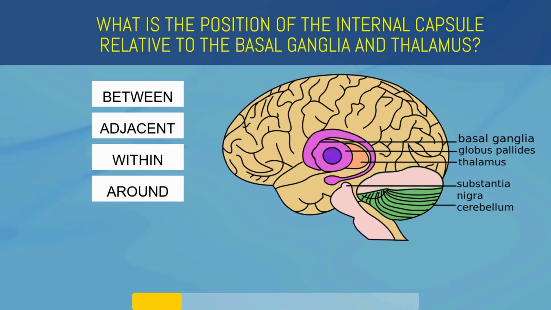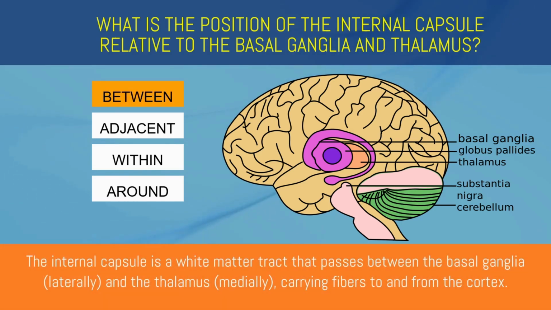What is the position of the internal capsule relative to the basal ganglia and thalamus? Between, adjacent, within, or around? Between. The internal capsule is a white matter tract that passes between the basal ganglia and the thalamus, carrying fibers to and from the cortex.